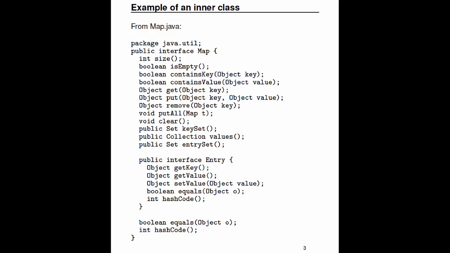So syntactically, here's how an inner interface is declared. If you go look at the source code for the Map interface, it looks something like this. You've got all of your methods on Map here. And then, smack in the middle of your declaration of your Map interface is the Entry interface. So it's just another public interface Entry with its methods declared inside there. So really, that's the syntax. You have a declaration of a class or an interface inside another class or interface.